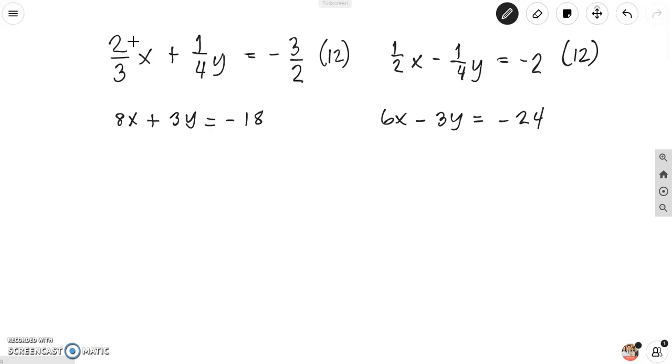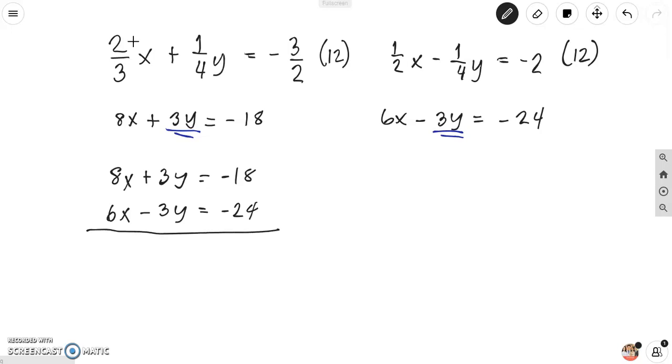Here we can eliminate the value of y, because here we have positive 3y and negative 3y. So let's eliminate y. 8x plus 3y equals negative 18, and 6x minus 3y equals negative 24. Therefore we eliminate 3y: 14x equals negative 42, right?